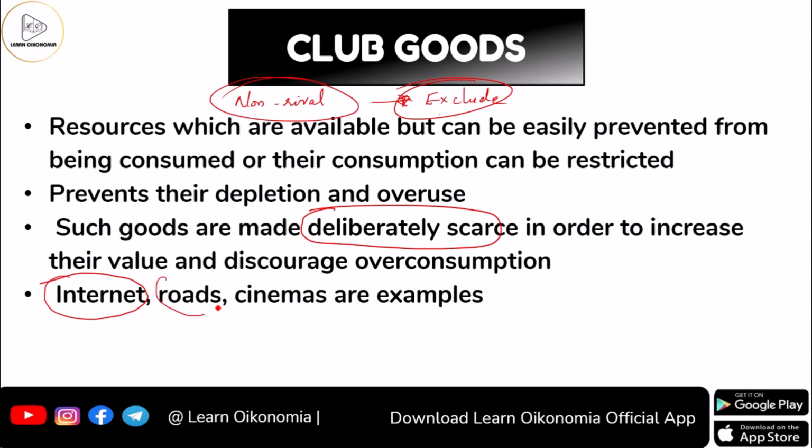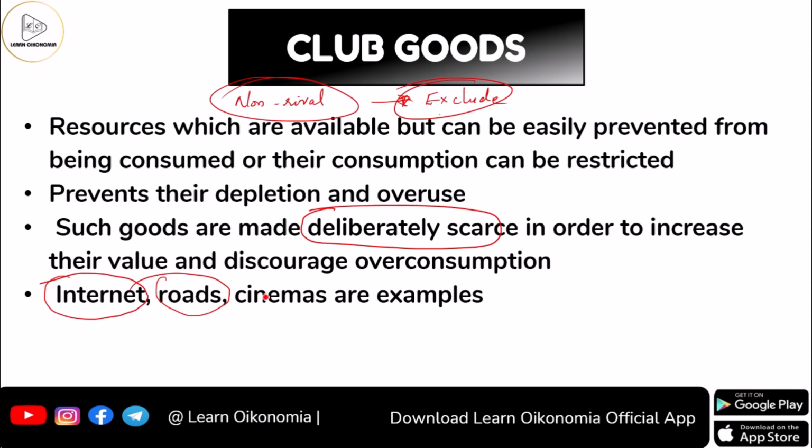Again, roads. There would be a road toll or road tax. It's non-rival. Everybody can pass through that road, but you are prevented from using the service of that road if you are not paying the toll tax or road tax. Again, cinemas. You can watch movies in a theater, but the excludability feature is there if you are not making payment.